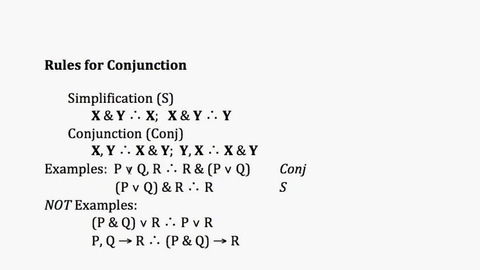Notice we can combine these with and in either order. Here we have P or Q and R. We can simplify it and get R. We could have simplified it and gotten P or Q. Either would be correct.